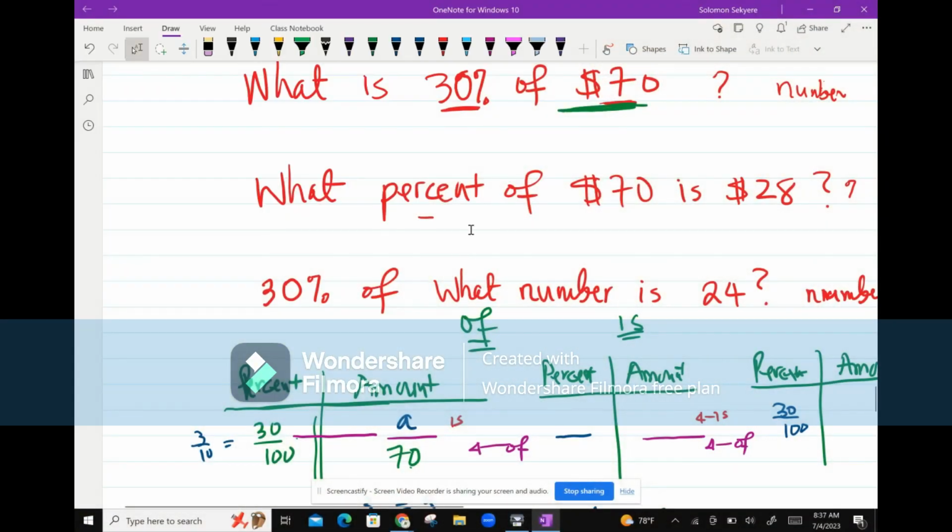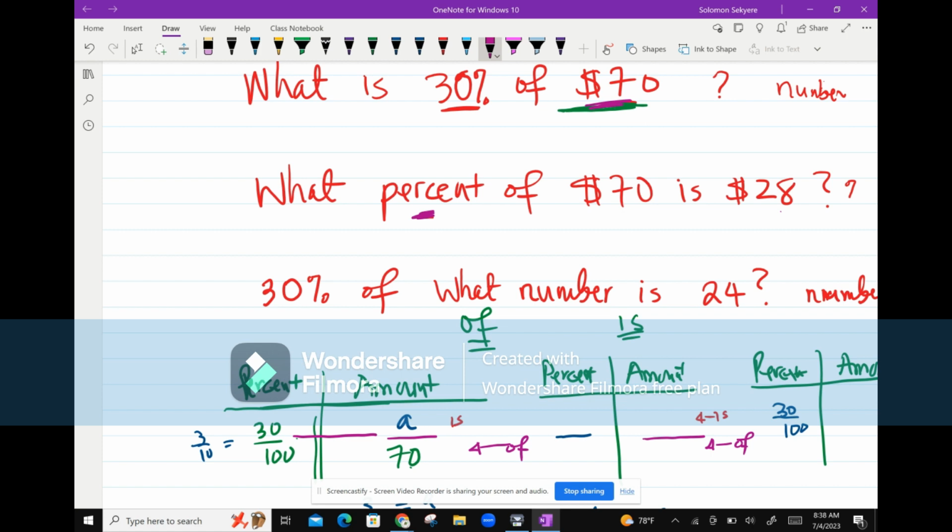Okay, let's get to this very simple, beginning topic in percentages that sometimes confuses students. Look at these three questions. What is 30% of 70? And then look at the second one: what percent of $70 is 28?